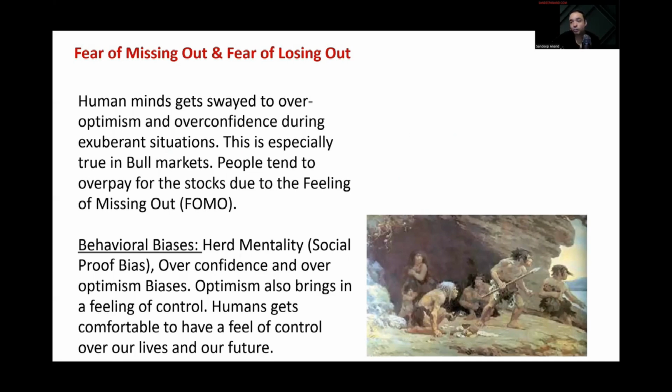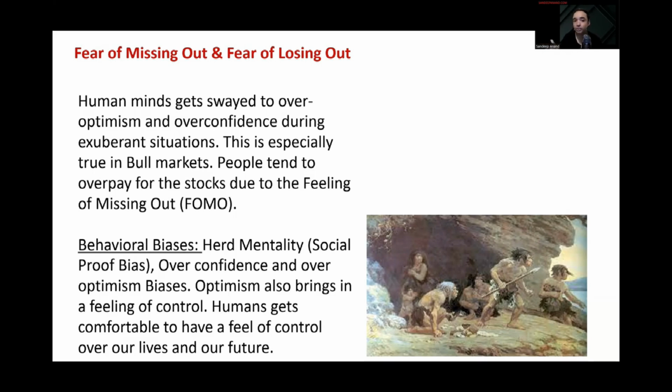It's caused by two basic behavioral biases. It's called fear of missing out and fear of losing out. Why do we sell on panic, and why do we buy in a market that is going up? We have to do exactly the opposite. But the human mind, which has come from survival instincts, the caveman days, is always in fight or flight mode, right? So human minds get swayed to over-optimism and overconfidence during exuberant situations. These two are also biases, by the way: overconfidence bias and optimism bias.